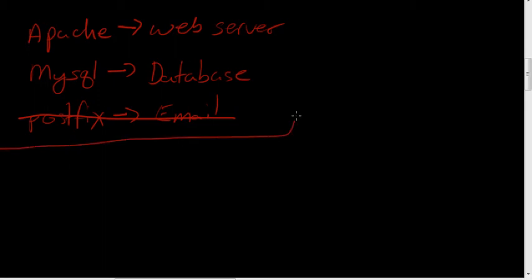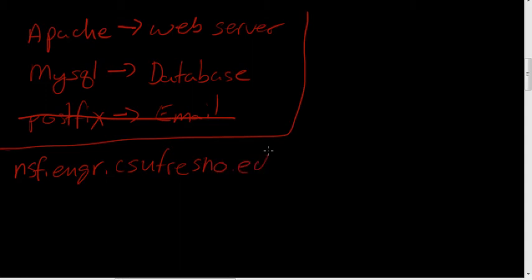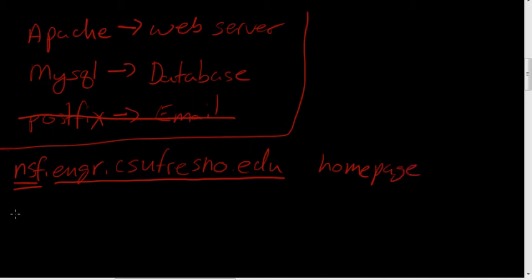For Apache, we had to give it some domain names. So, we chose nsf.engr.csufresno.edu. Now, why did we choose this? Well, this back half, engr.csufresno.edu, was given to us by the university, and so we chose NSF. In addition, we had one other site for our course management software. So NSF is our homepage, and we chose one more called Moodle.